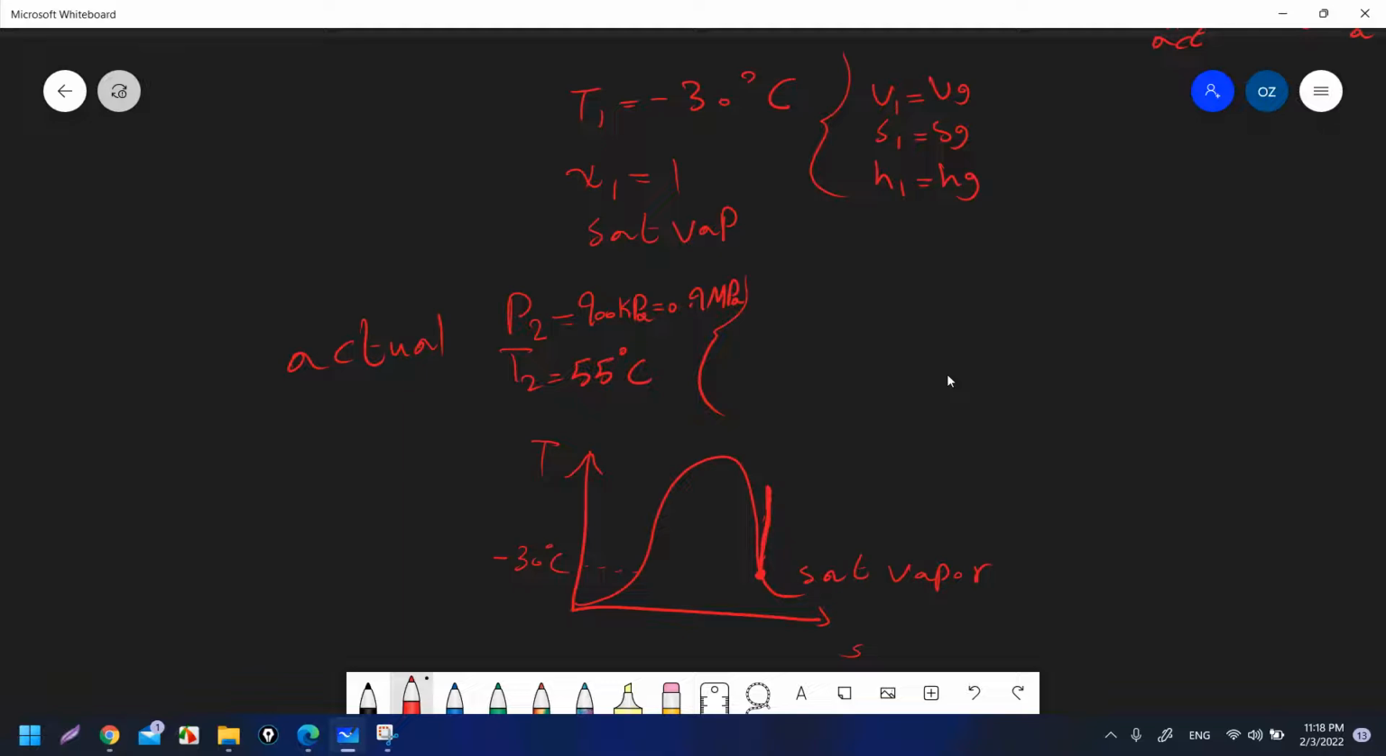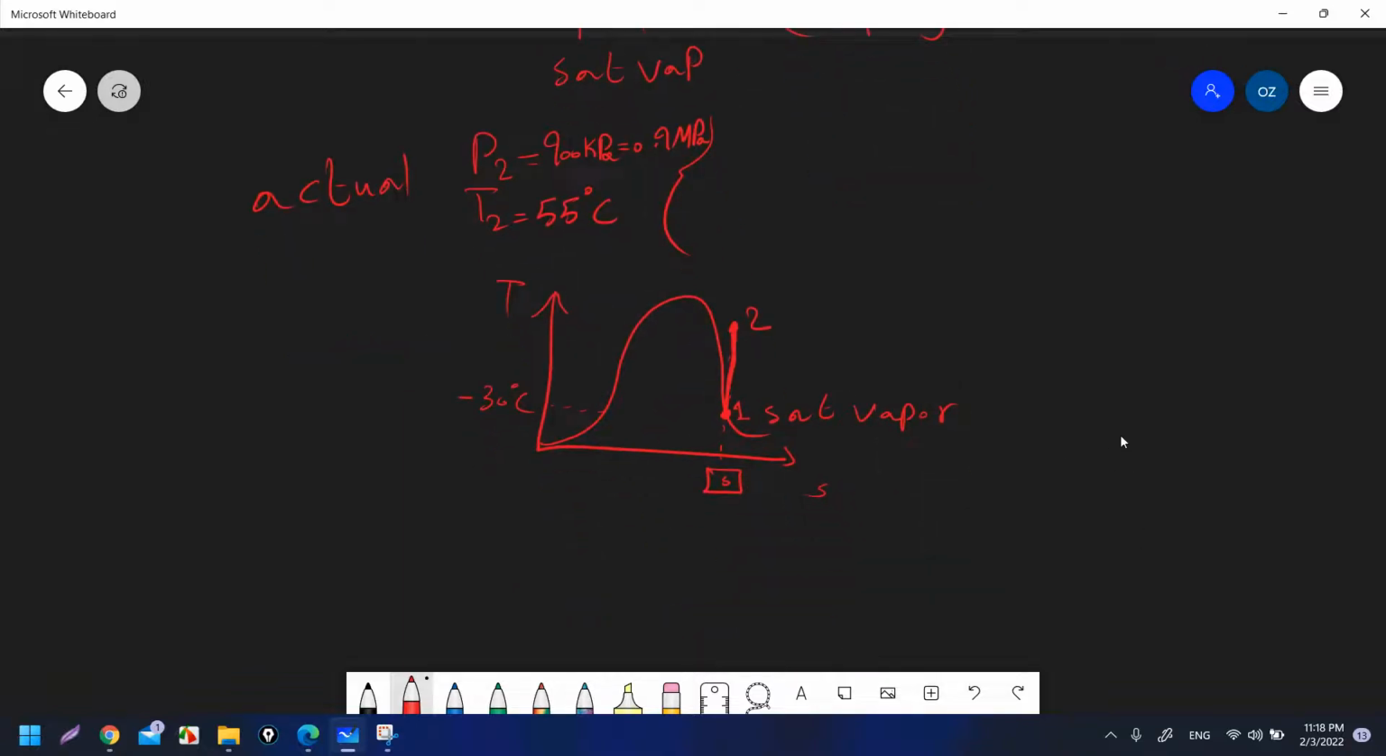Okay, so it will be given the same value for S. So here I will get for this one is state 1, and we'll go up to state 2. So I can say it is an isentropic compression process. When you go up, it is isentropic compression. When you go down, it is isentropic expansion.